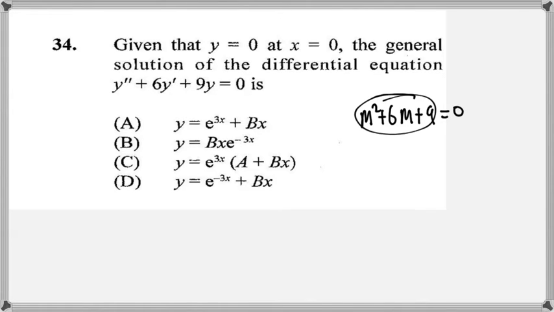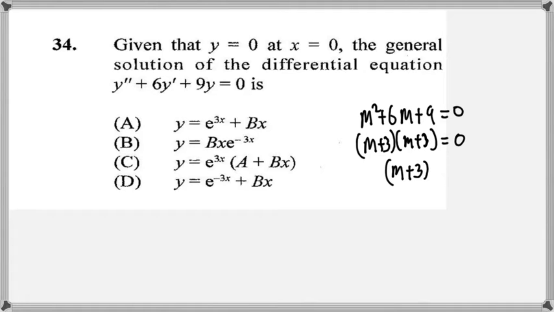When you factorize this out, what you would get is (m plus 3) by (m plus 3). So that's like real distinct. Not real distinct, it would be, yeah, real equal roots. So these are real equal roots because this is the same as (m plus 3) squared is equal to 0. And then if you solve for m, what you would get is m is equal to negative 3. That's what you would get.